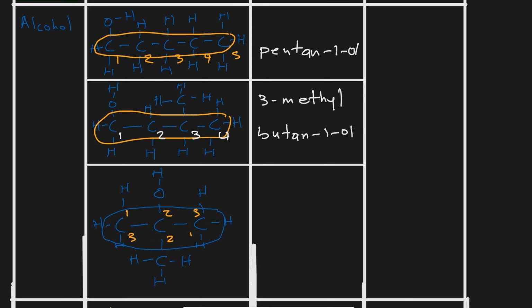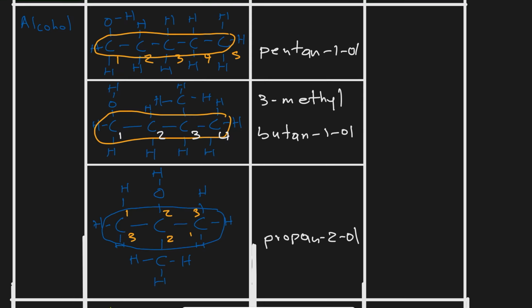The main chain is having 3 carbons. So if it is having 3 carbons, it's going to be prop. But because it's an alcohol, it's going to be propan. And then the position of the functional group, which is alcohol, is in position number 2. So it's going to be propan-2-ol.